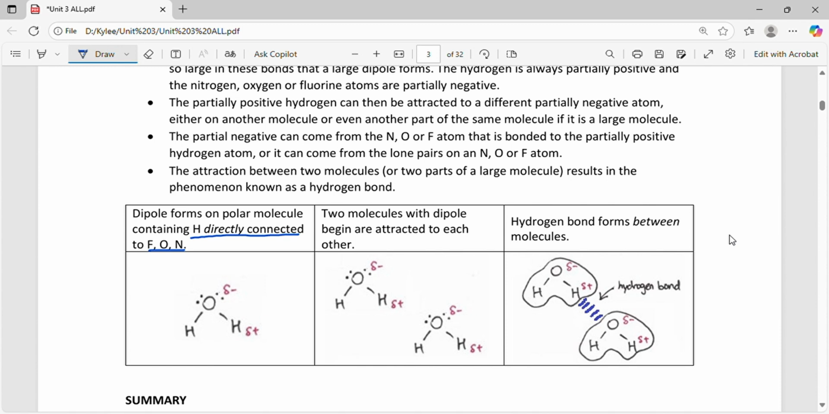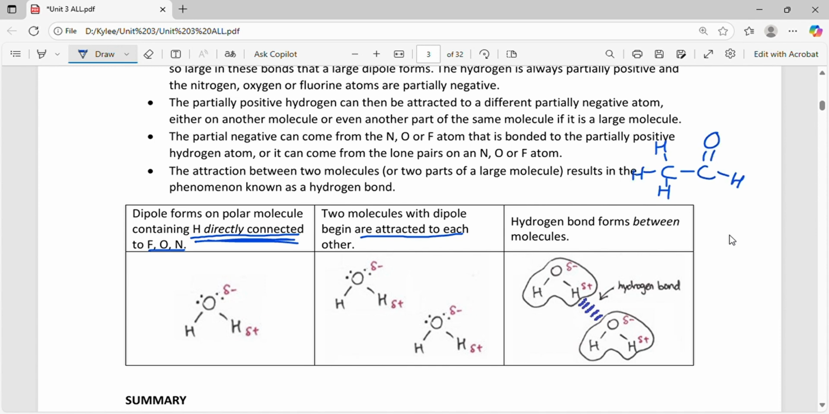Two molecules that have hydrogen bonding will be attracted to one another, and the attraction happens between hydrogen and F, O, or N as well. So notice in this third picture, my hydrogen of one water is going to be attracted to the oxygen of another. Again, this is a super strong type of dipole-dipole that only happens with F, O, or N, and the hydrogens must be directly connected. Now, an example of this would be something like this guy.